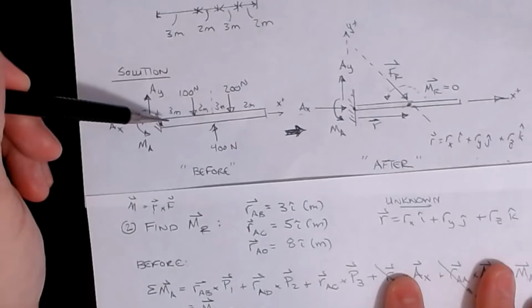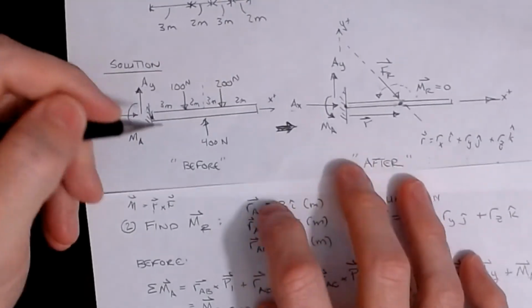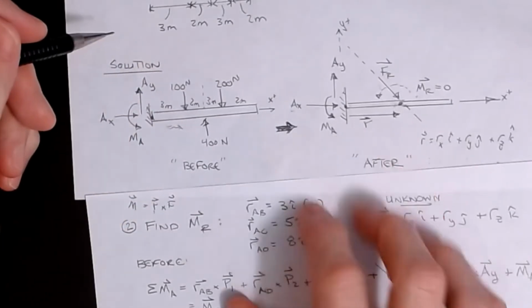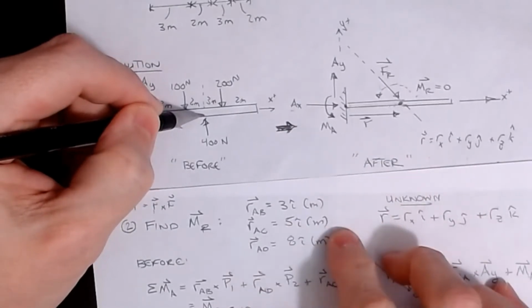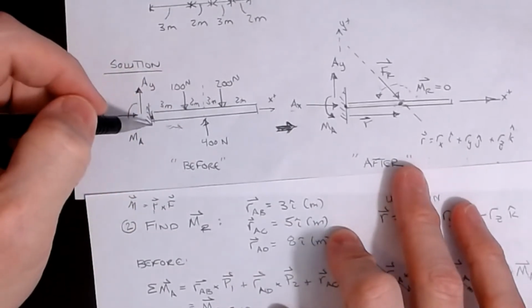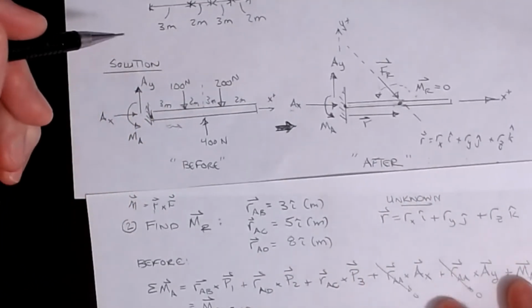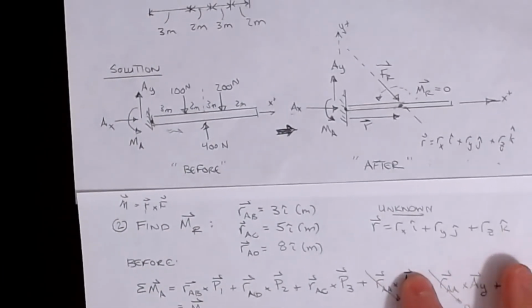That will be 3i, because from A to B is a vector going this way, so that's 3i meters. Then from A to C, also going that direction, is a 5i meter vector, and from A to D is an 8i meter vector. All right, so that will get us that piece.